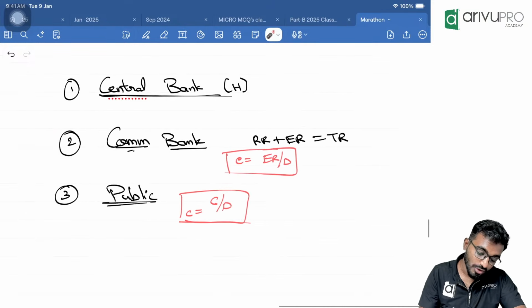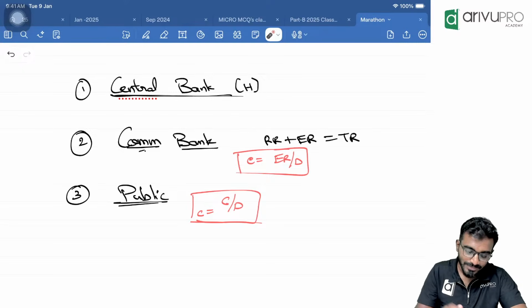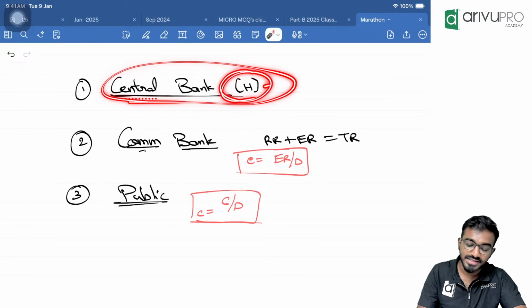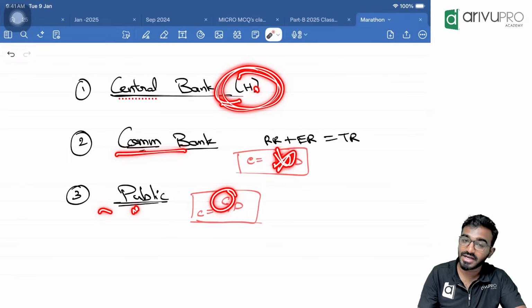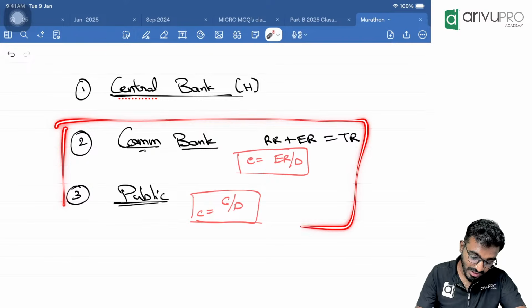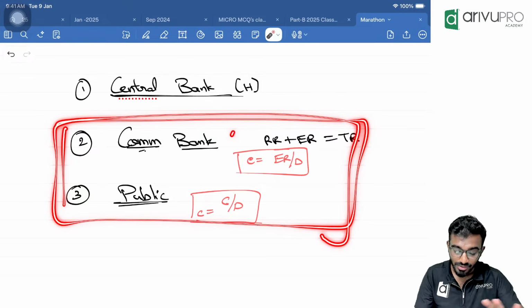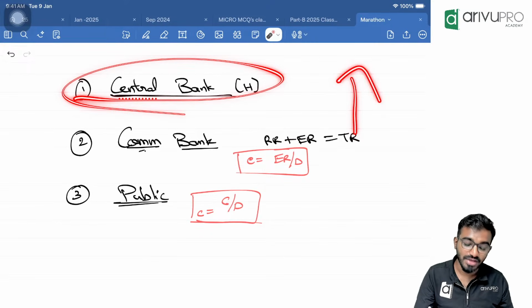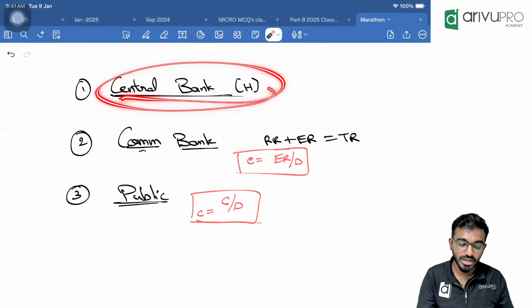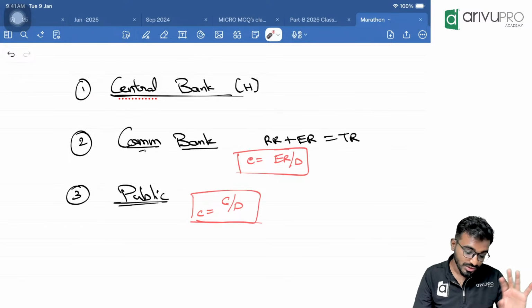The general behavior of all three is: we believe the central bank will print more currency and circulate it. Commercial banks will not maintain this printed money as excess reserve. The public will not keep more money in their hands. If these two behavior assumptions apply, that means they don't maintain excess reserve or excess cash, then automatically money supply will increase in the economy when they print more currency and circulate. So this is the belief.